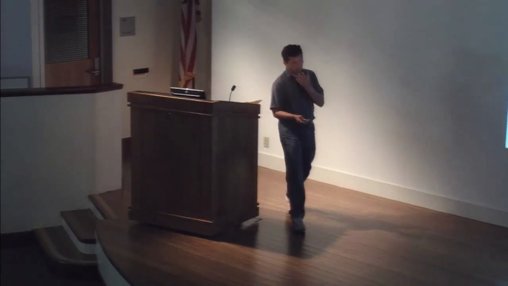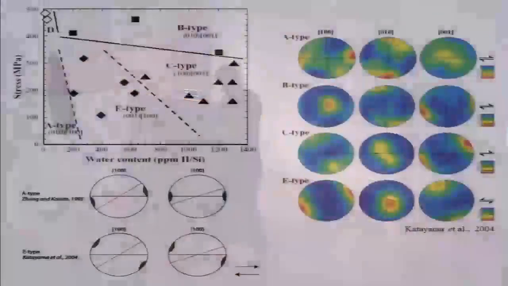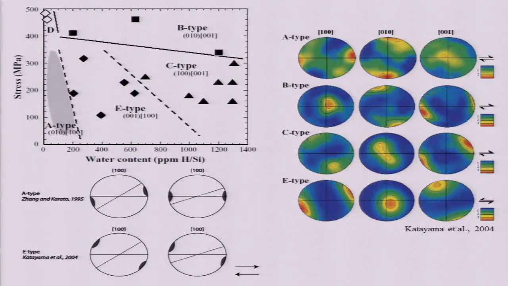Now, Maureen will presumably tell you about this, but I'll provide again a little bit of introduction. It used to be, 15 years ago, that understanding anisotropy was simple. And then Shun's group at Yale started running some experiments at higher pressures and higher temperatures and higher water contents, and suddenly all hell broke loose. So it turns out that what we thought was a very simple interpretation of seismic anisotropy is pretty complicated. And it depends a lot on the stress state and the water content in the system.